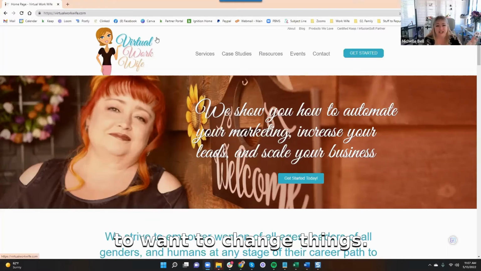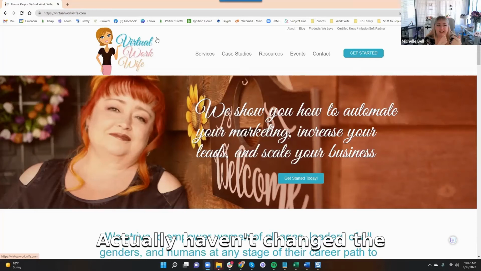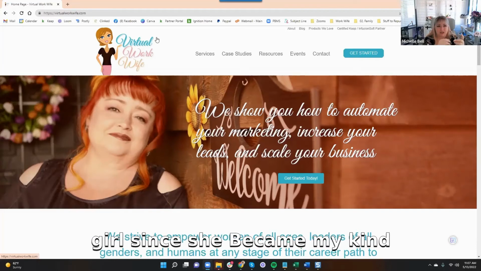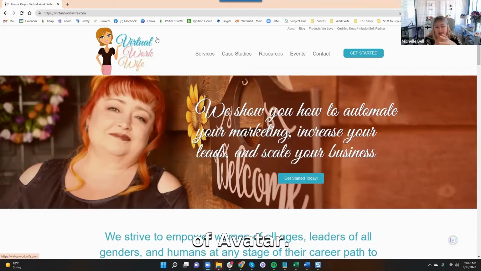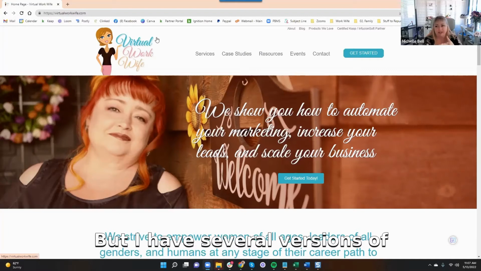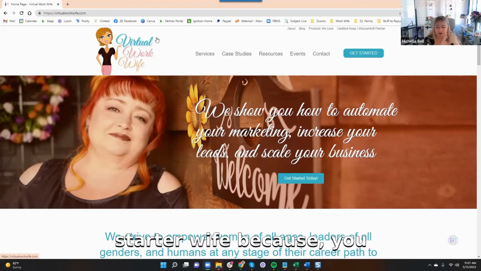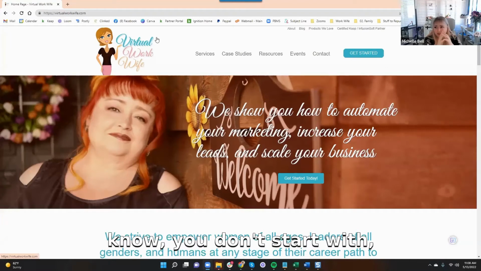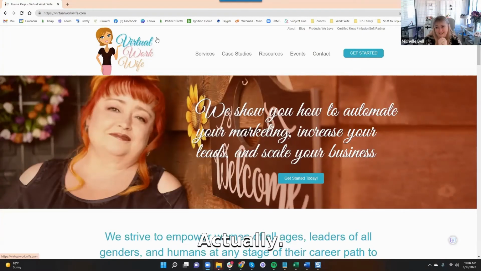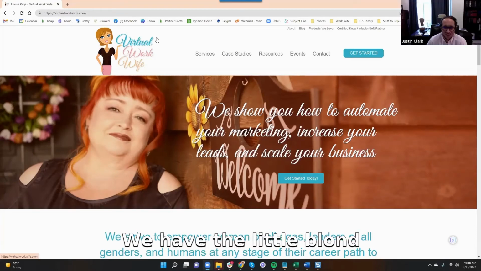Okay, so I like this idea because, maybe it's just me, but I tend to want to change things. I've changed the color of the wording several times. I actually haven't changed the girl since she became my avatar, but I have several versions of it that I use to brand different products. She's got a little blonde ponytail when she's the starter wife, because you don't usually start with the perfect girl. You did. You got Paige, so she's perfect. Yes. We have the little blonde starter wife.